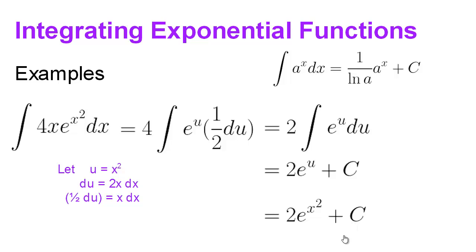And to check that, taking the derivative of 2e to the x squared is 2 times e to the x squared times the derivative of x squared, which is 2x. So that becomes 4x e to the x squared.